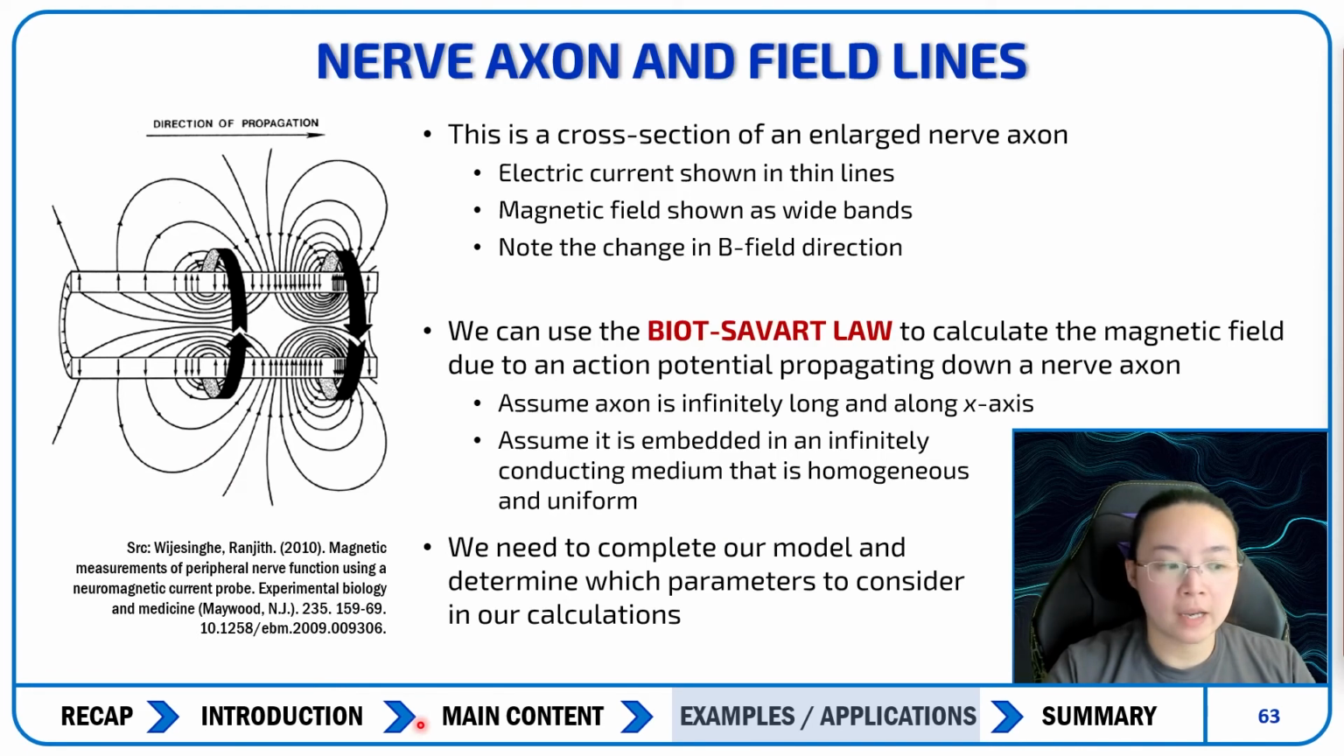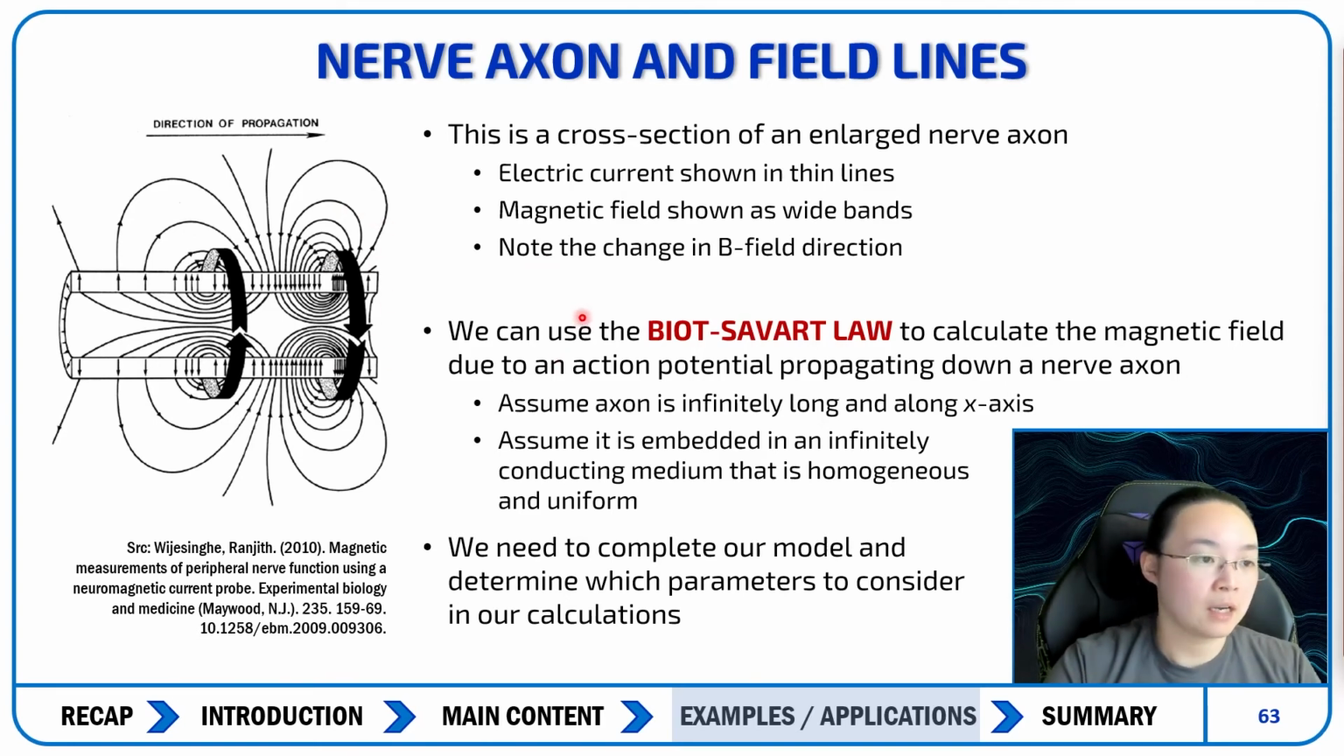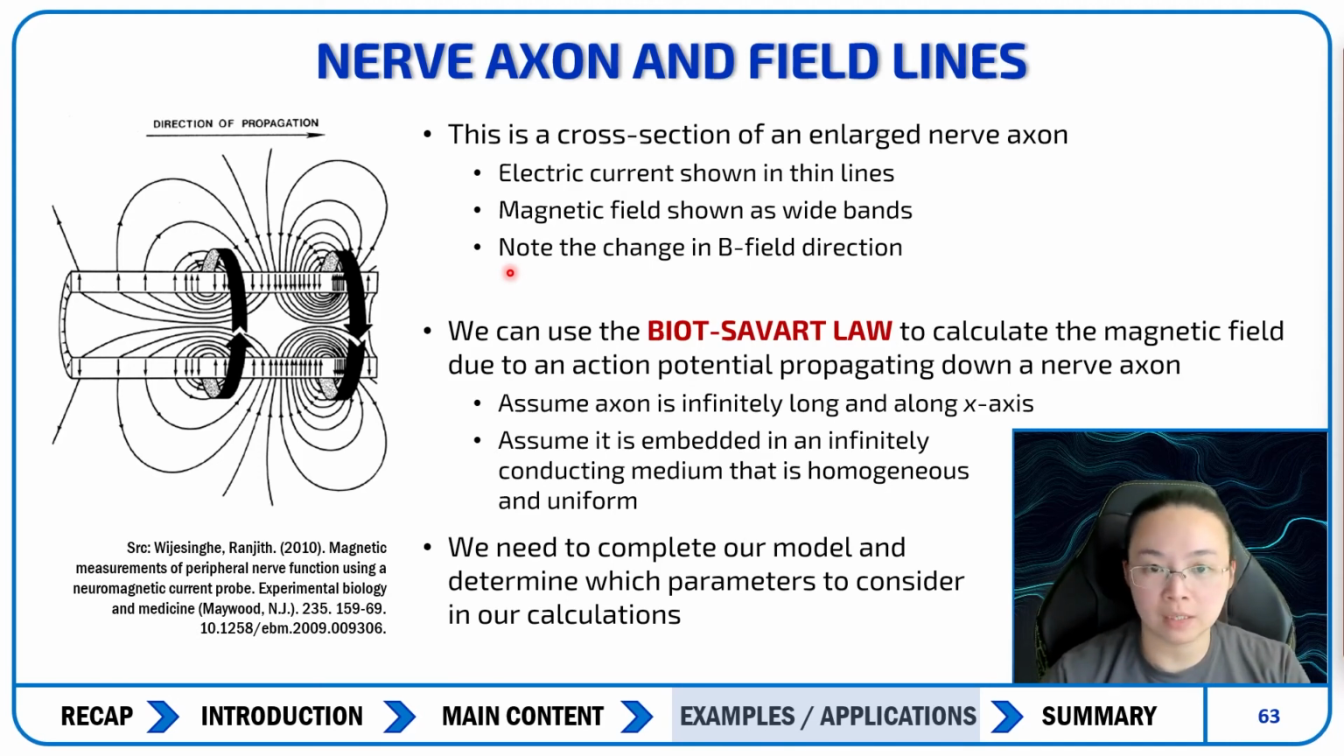So next we want to take a look at nerve axons and field lines within our neuronal cells. This is a cross-section of an enlarged nerve axon. Basically, the electric current is shown in thin lines and the magnetic field is shown as wide bands. We're going to note a change in the B field direction. In this case, it's going around, let's say if we're looking from the left to the right, in a counterclockwise fashion. And then suddenly over here, we have something happening in the clockwise direction. So that's the direction of propagation, and it's solely due to the different myelin sheaths within an axon.